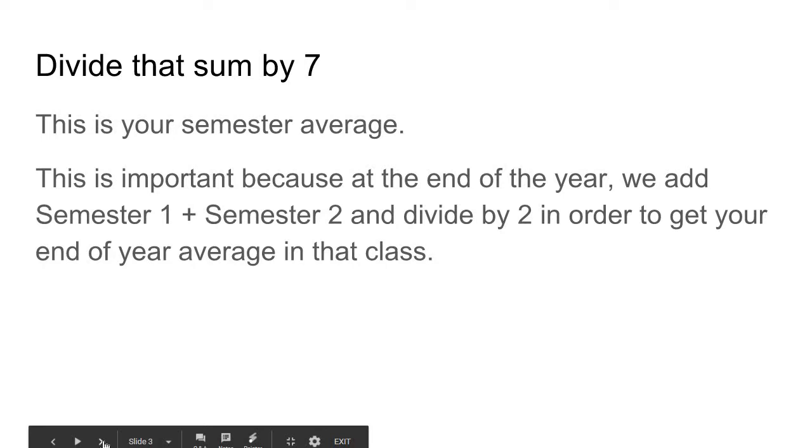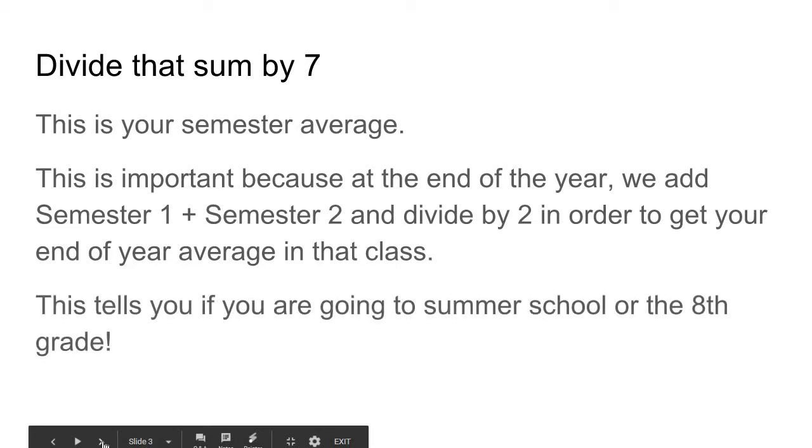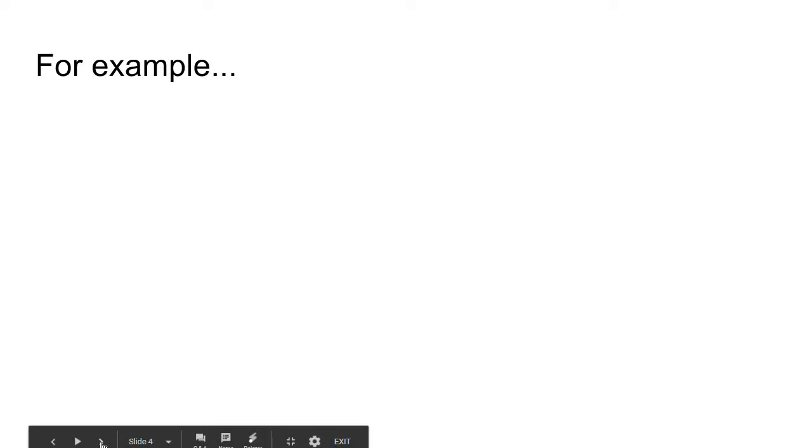semester 1 plus semester 2, divide that by 2 in order to get your end of year average in that class. And that's what tells you if you're going to summer school or the 8th grade. So by chance, if you fail English class, you're going to have to go to summer school for at least part of the time until we can get your grade above 70. We don't want you to go to summer school. There's no point in going to summer school. So we want you to know this so that you are not having to go there.